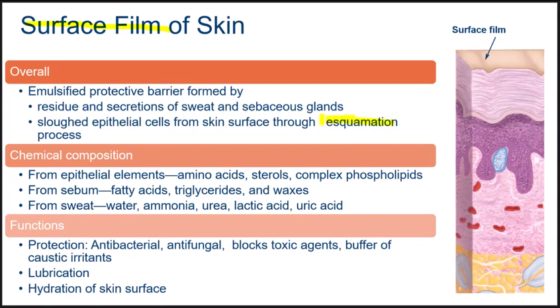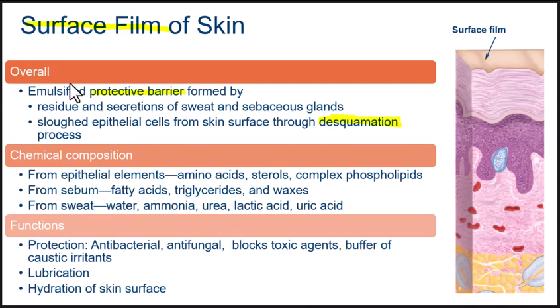To help you remember that, the prefix de- is referring to, in this case, lack of or removal of. Squamation, remember those are squamous cells. They're flat, scaly cells on the surface of our skin. So a combination of the skin cells that are being sloughed off and secretions from sweat and sebaceous glands produce this film that acts as a protective barrier.